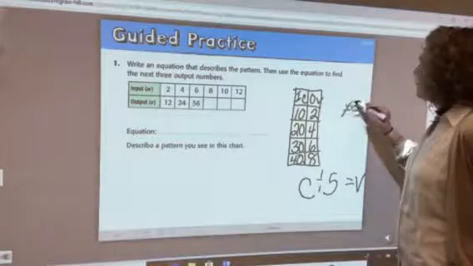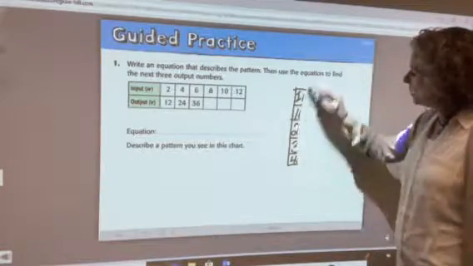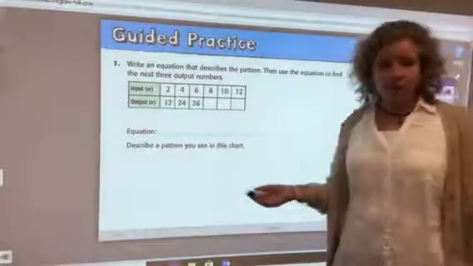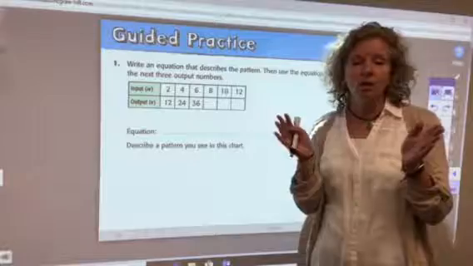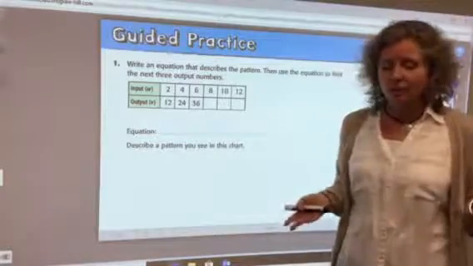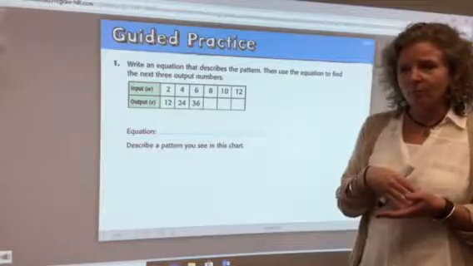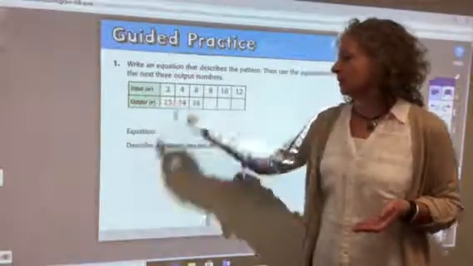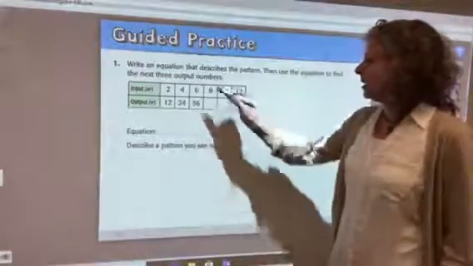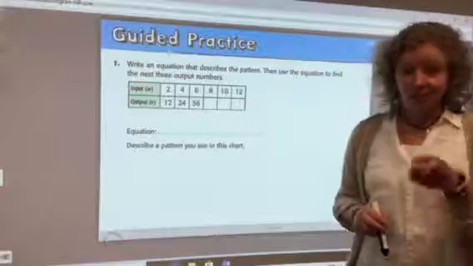You just have to look and see if the numbers in your input-output table, are they increasing or are they decreasing? If they're increasing, you're going to try addition or multiplication. If they're decreasing, you're going to try subtraction or division. And then you're going to take the variables next to the input and the output and then write what you did. For this one, W times 6 equals V. You're going to try it.